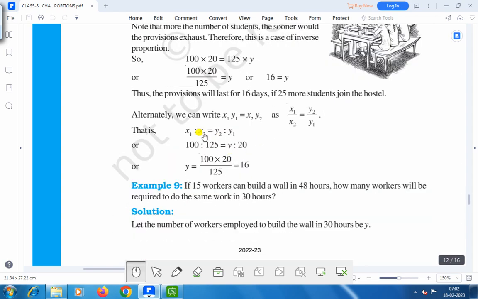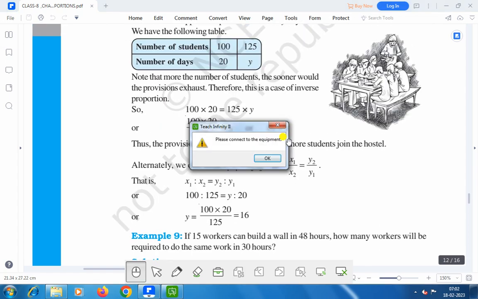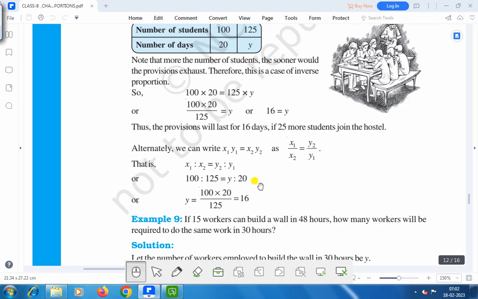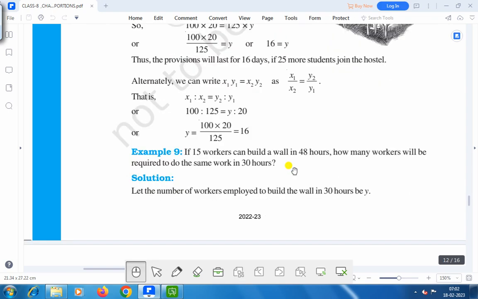Or you can alternately do it in this way also: x1y1 = x2y2, or x1/x2 = y2/y1, or 100 is to 125 equals y is to 20, or the value of y is equal to 16.